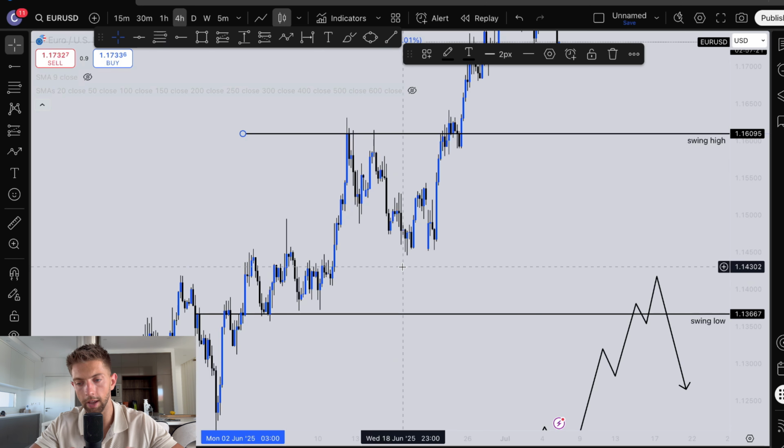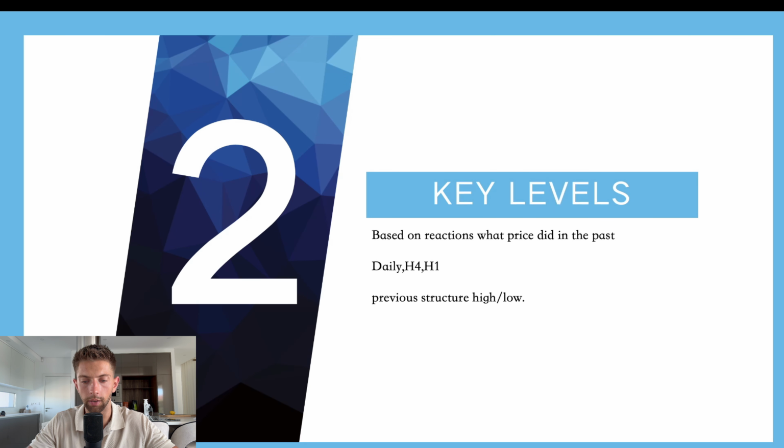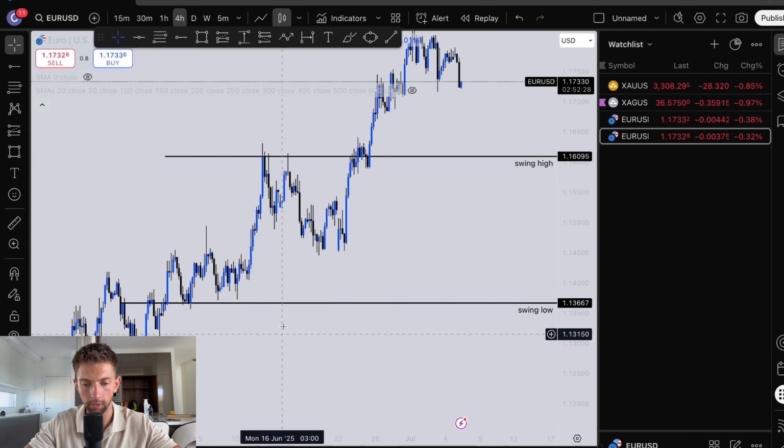Identify my bias on the H4 and daily time frame, swing high, swing low. Okay, so the second thing, guys, is key levels. Key levels, I'm drawing them based on reaction, what price did in the past. I'm drawing them based on the daily, H4 and H1 time frames, and I'm also drawing previous structure high and previous structure low as my key levels. Let's go on the chart.